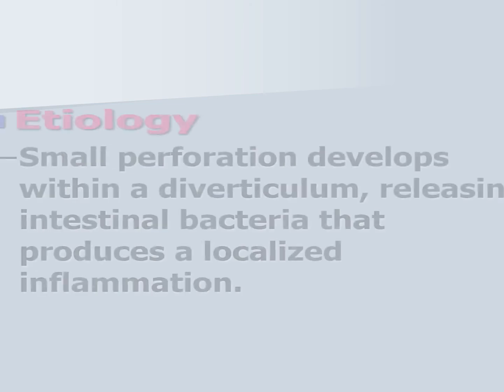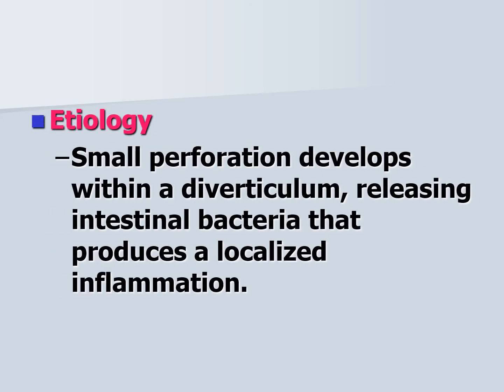The etiology of diverticulitis. This occurs when a small perforation develops in a diverticulum. Through that perforation, intestinal bacteria is released. It's going to result in a localized inflammation. Symptoms and signs of diverticulitis. Number 1, we're looking at pain. It's typically going to be located in the left lower quadrant.